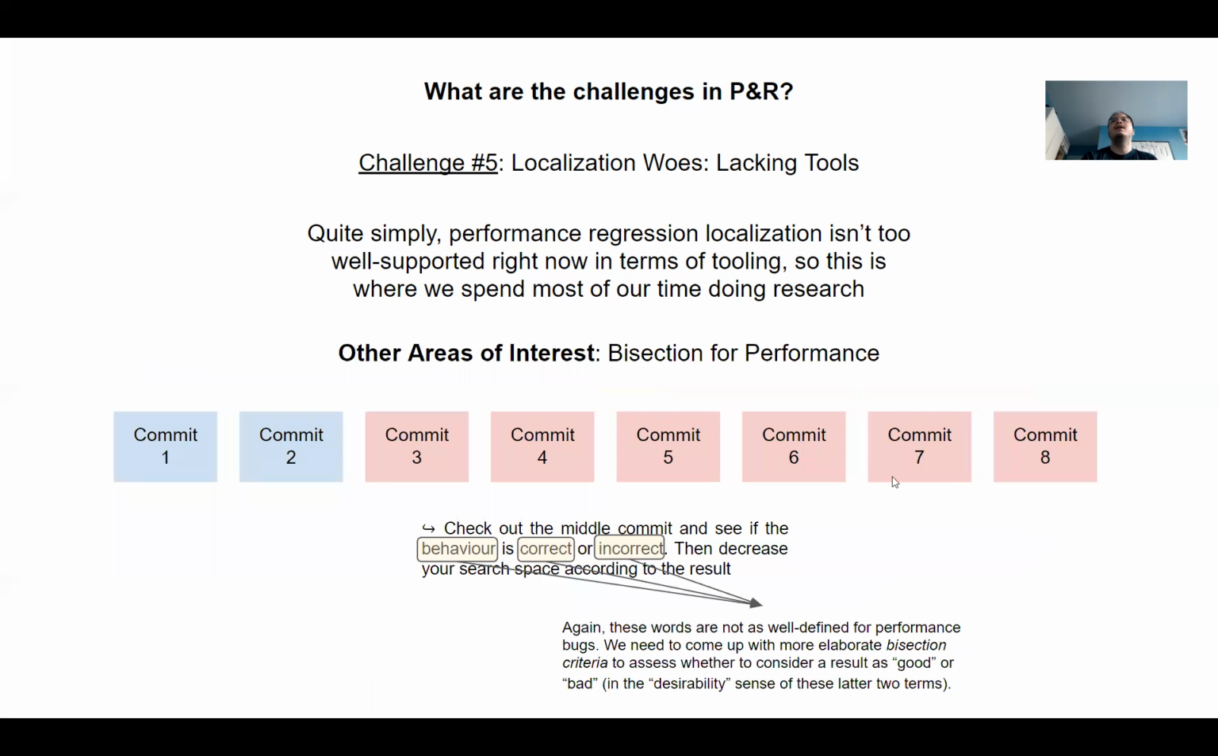Okay. Another thing you can do for localization is bisection. We talked a little bit about this earlier in the context of functional debugging, but you can do the same thing for performance debugging. The difference in this case, of course, is that it's much more nuanced. So you have stuff like behavior and correctness. Again, as I mentioned earlier, these words are not very well defined in terms of performance bugs. So we need to come up with something a little bit more elaborate when we're performing this for performance localization.